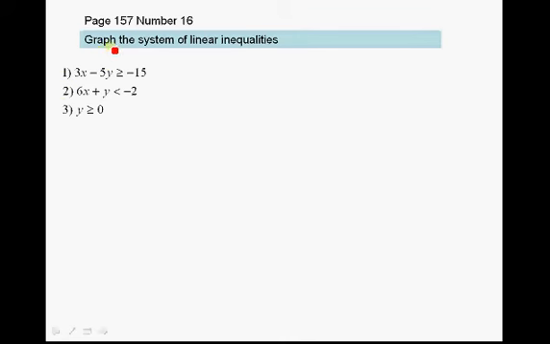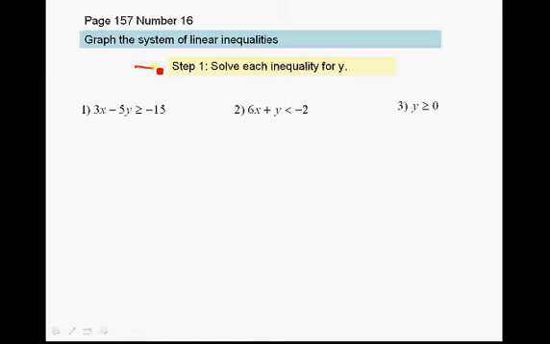What's the first thing we need to do to be able to graph things? Well, when we had to do similar stuff like this with equalities or equations, the best thing was to get it into the slope-intercept form, y equals mx plus b. So basically the first step is to solve each of these inequalities for y. Okay, let's take a look at that. Step 1, solve each inequality for y.